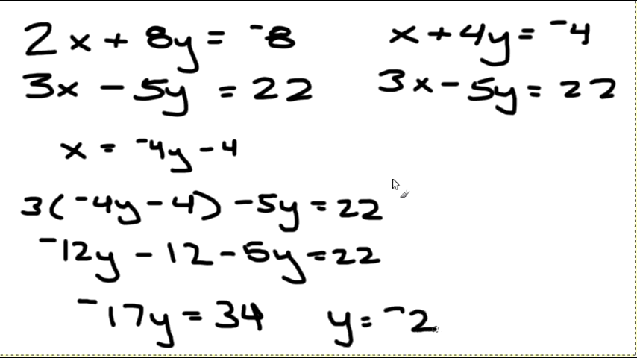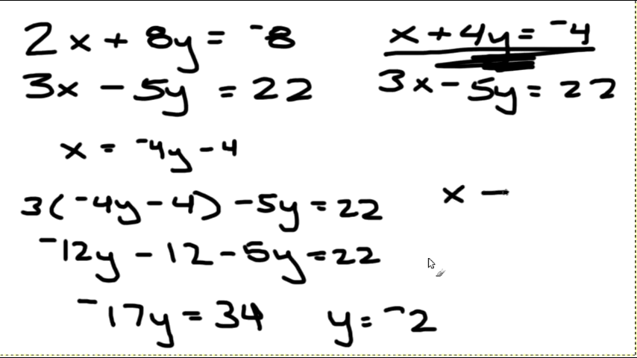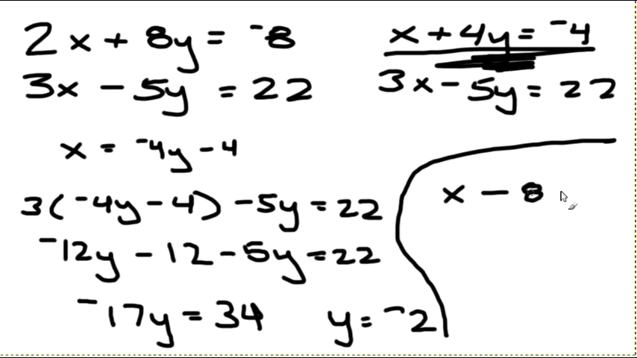And now we have to go back and plug negative 2 in for y into one of these equations. So let's just put it into this simplified equation that we have up here. So we have x minus 8 is equal to negative 4. So we add 8 to both sides, and x is equal to 4. And that's that problem. So our ordered pair is (4, -2).